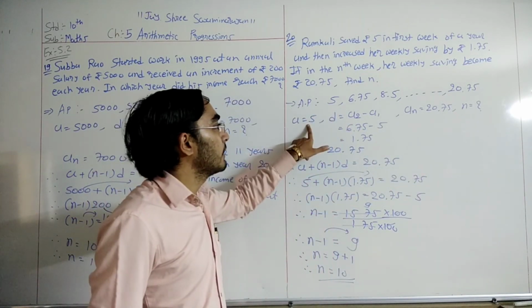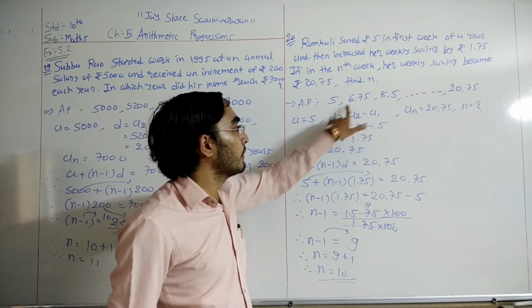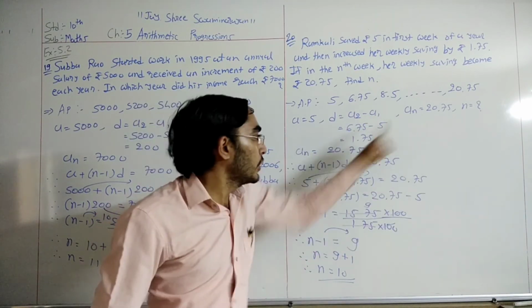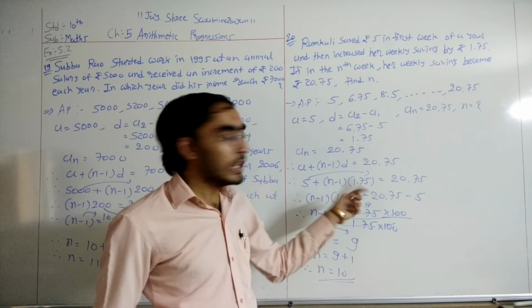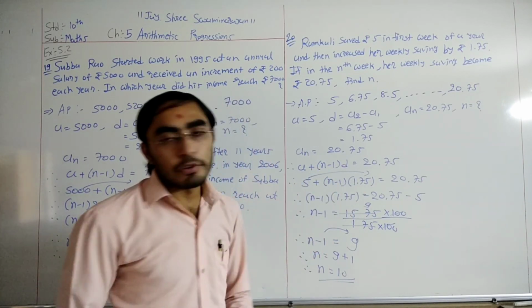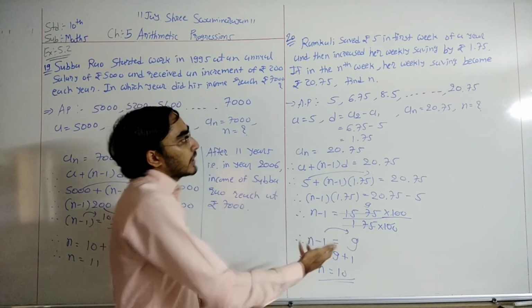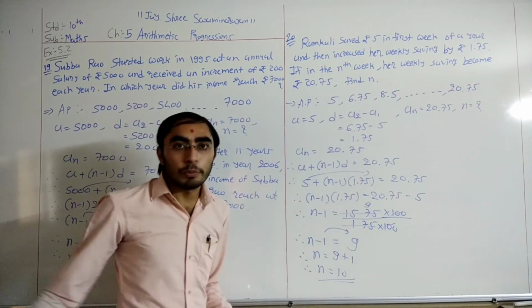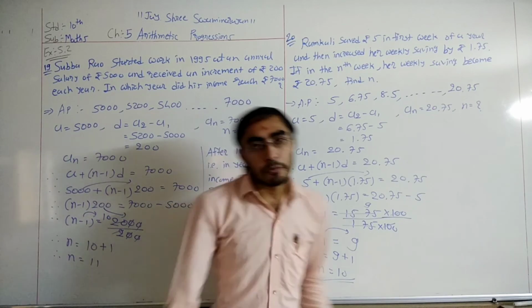So from here we get the value of a, d is a2 minus a1, 1.75. Put this in the formula a plus (n minus 1) d. From here find the value of n. We will get the answer, n is equal to 10. So in the 10th week, our weekly saving becomes rupees 20.75.